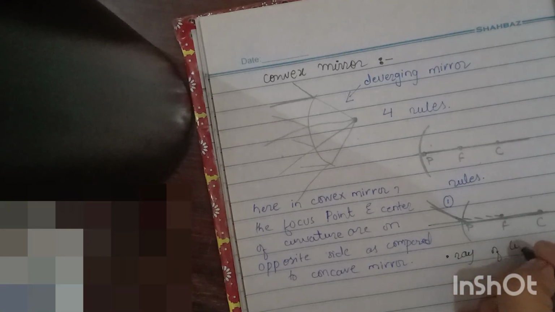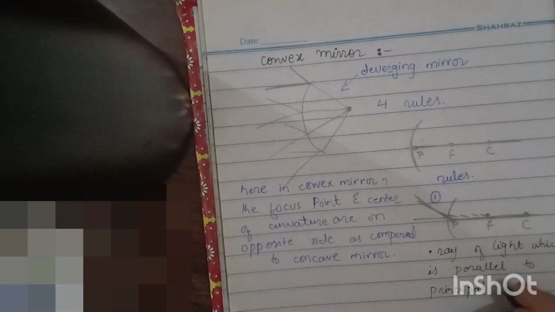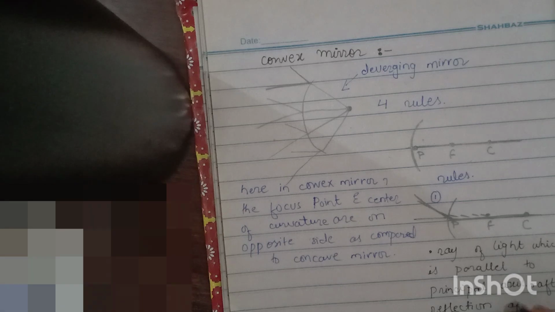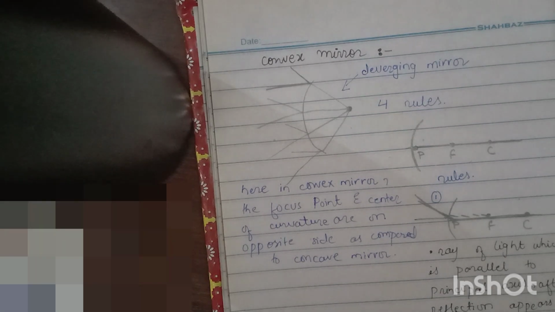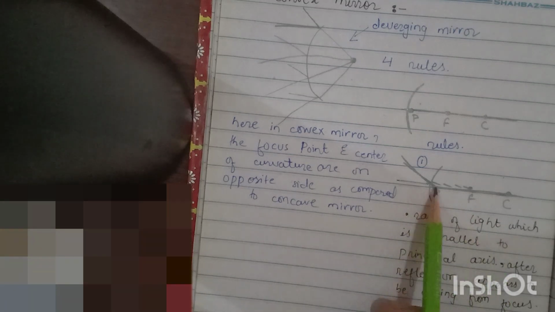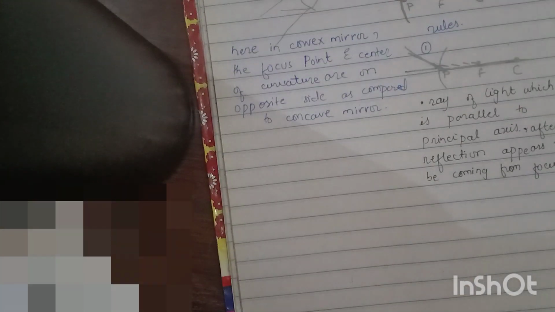So here I have written down the definition: the ray of light which is parallel to the principal axis, after reflection, would seem like it is coming from the focus point, right? So, talking about the second rule.